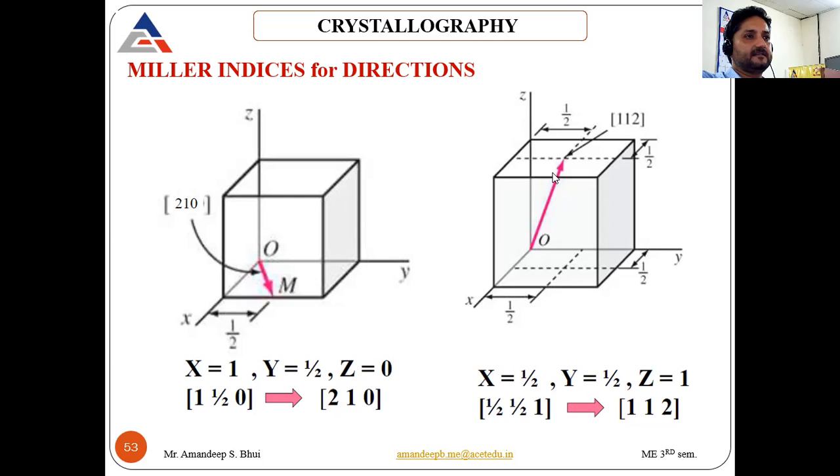Similarly, we can go for this example here. We need to calculate the Miller index for this vector from O to this point here. The value of x is 1 by 2, y is 1 by 2 and z is 1. So it is 1 by 2, 1 by 2, 1. The common LCM will be 2, so multiply by 2, and the value becomes 1 1 2. So the Miller index will be 1 1 2 for this. This is how we calculate the Miller index for the direction.